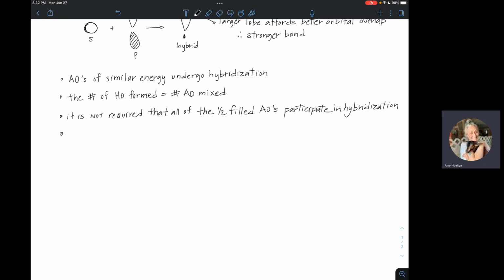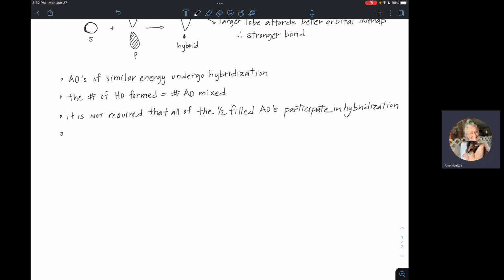And another feature is that we can have completely filled atomic orbitals that are of similar potential energy participating in the hybridization. So you can have a completely filled atomic orbital. In other words, you have an atomic orbital that has two electrons that are paired, they're spin paired, right? One up, one down. Those, of similar energy, can participate in the hybridization.